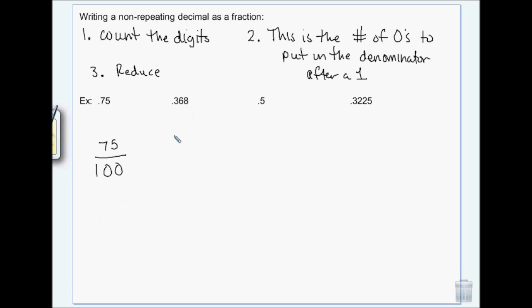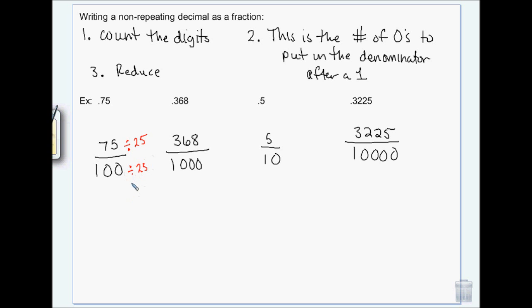If I have 3 digits, like here, 368, I have 3 zeros. 1 digit gives me 1 zero. 4 digits gives me 4 zeros. After that, then we reduce 75 and 100. Okay, so if you remember reducing or simplifying fractions, you divide the numerator and the denominator by the same thing, right? So I can divide both of these by 5, or I can divide them by 25. And it doesn't matter. If you want to divide by 5, you can. You just have more steps. You divide by 5, and then you'd have to divide by 5 again. So that gives me 3/4.